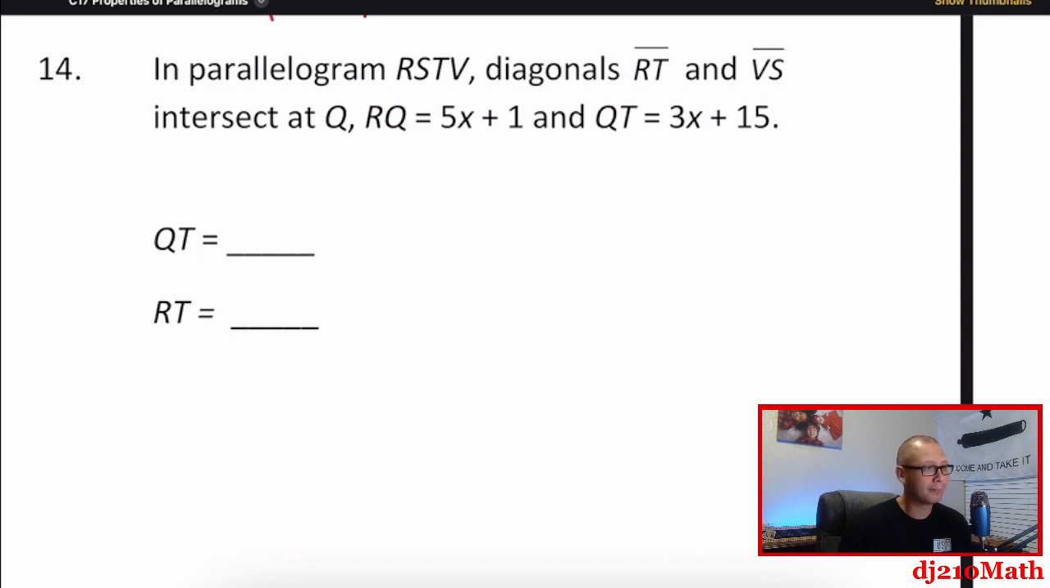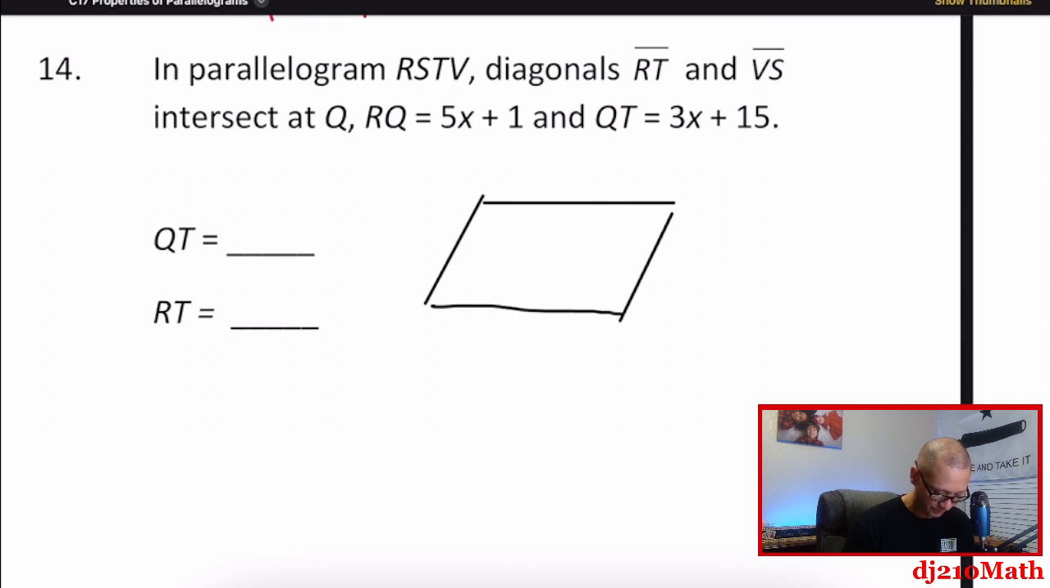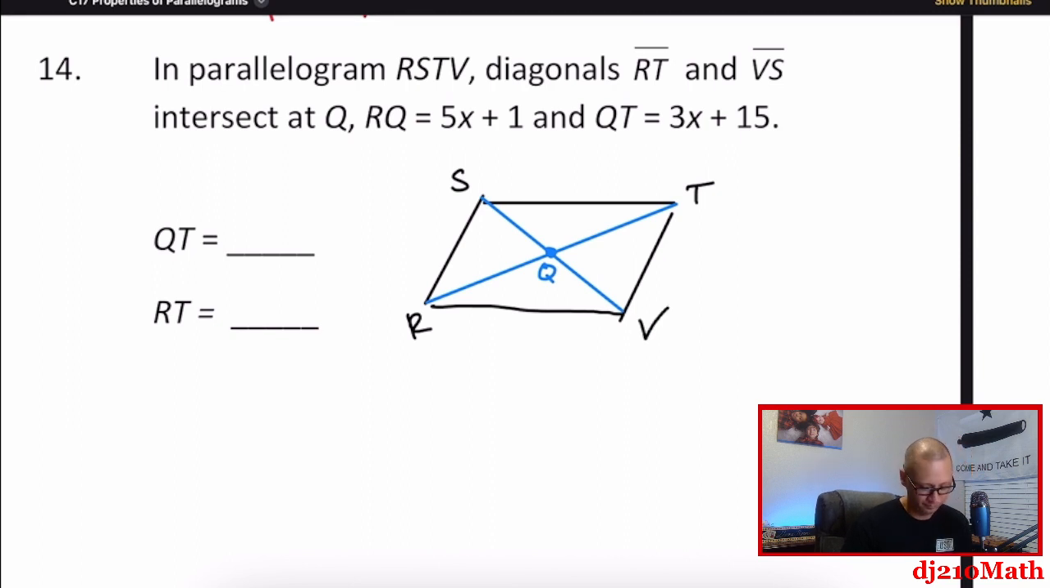Parallelogram 14, parallelogram RSTV. Diagonals RT and VS intersect at Q. Okay, get the parallelogram going. So they're parallel, that's parallel. It's supposed to connect, so you can use your imagination. Here's a diagonal, here's a diagonal. We know that they intersect at Q. And this is going to be R, S, T, V.